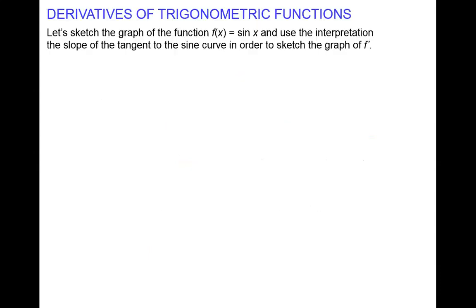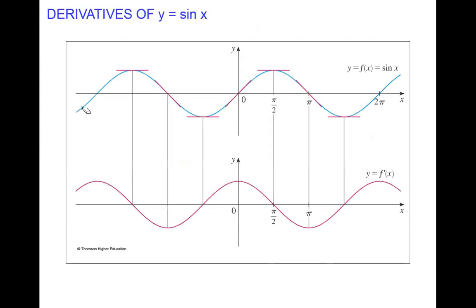First of all, we have 6 of them, right? We have sine, cosine, tangent, and then the reciprocals: cosecant, secant, cotangent. Let's start by looking at the function sine of x. We know that one interpretation of the derivative is the slope of the tangent. Looking at the sine function, the blue one, I will try to get the graph of its derivative.